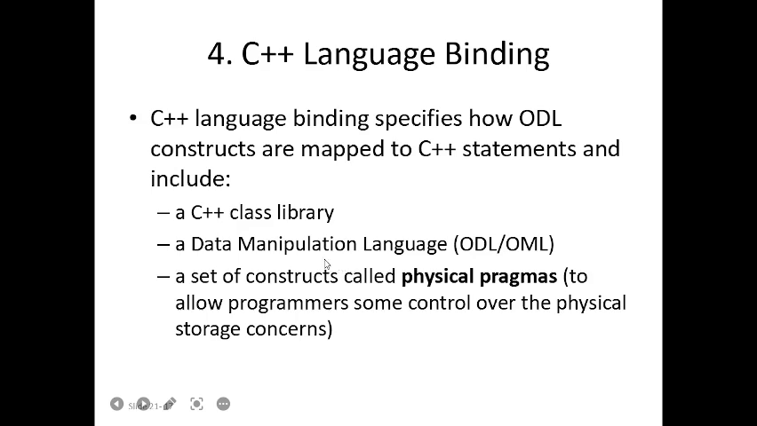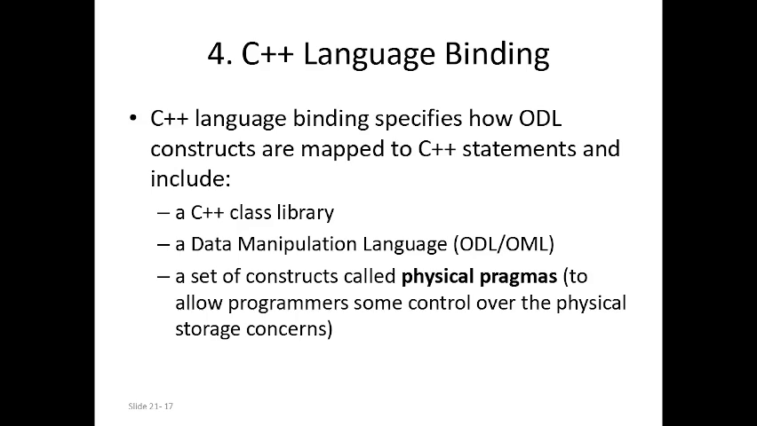Then the C++ language binding in the ODMG standard. The C++ language binding specifies how ODL constructs are mapped to C++ constructs. This is done via a C++ class library that provides classes and operations that implement the ODL constructs. An object manipulation language, that is OML, is needed to specify how database objects are retrieved and manipulated within a C++ program, and this is based on the C++ programming language syntax and semantics.